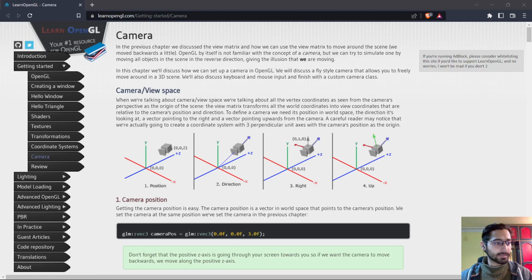This is day 7 of learning OpenGL. Today's topic is going to be the camera, which is actually the last topic in the getting started section. So I'm super excited about that. So let's just dive right in.